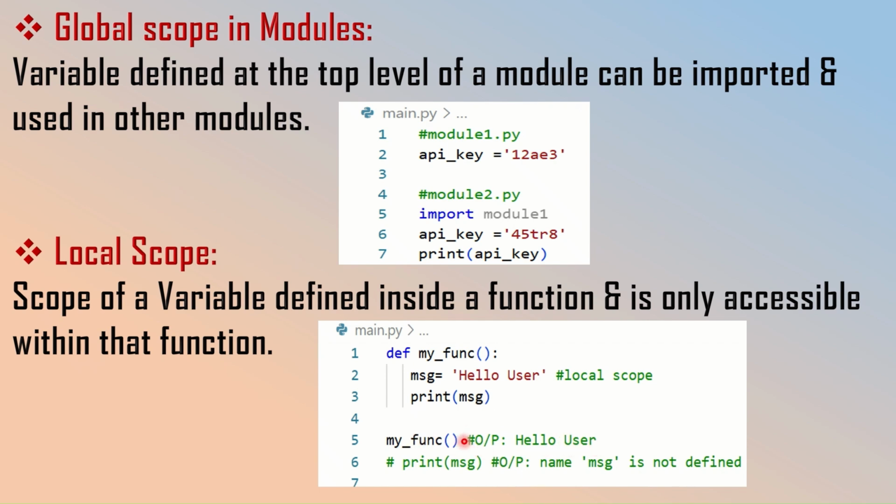Let's say suppose instead of calling this function, I was trying to access the value of the variable which is declared locally inside this function, like print of message. Then it should give me the error saying that name message is not defined, because this message variable is declared locally inside this function only. So whenever I try to access it outside the function, it gives me this message, name message is not defined.